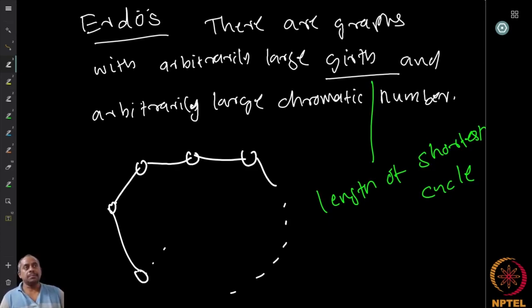So this is a very influential and very famous result, and it has so many applications, like in existential graph theory, where you don't tell how to come up with a graph like this, but you show that there must be some graph with this property.